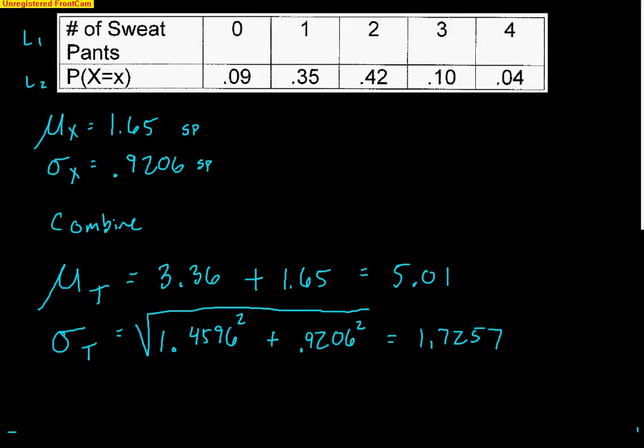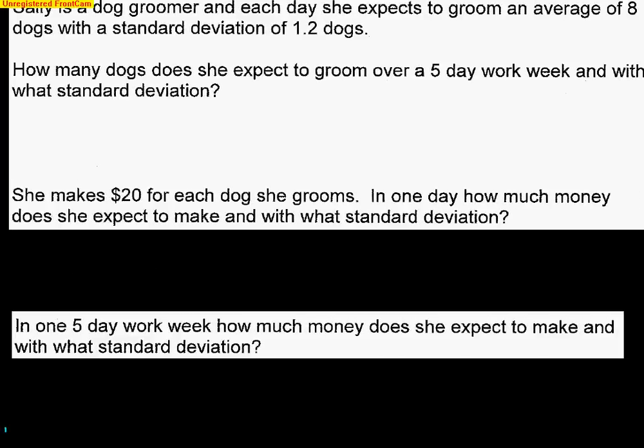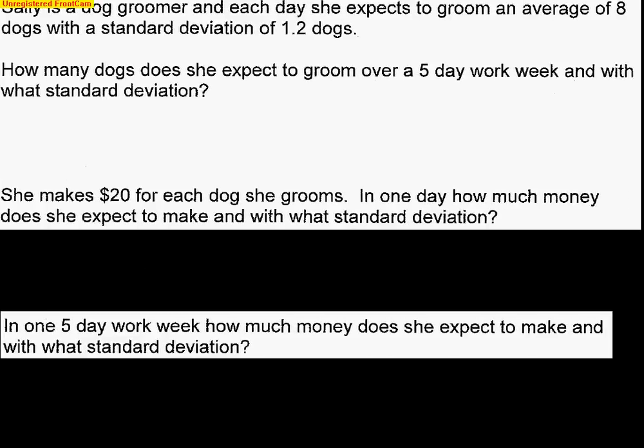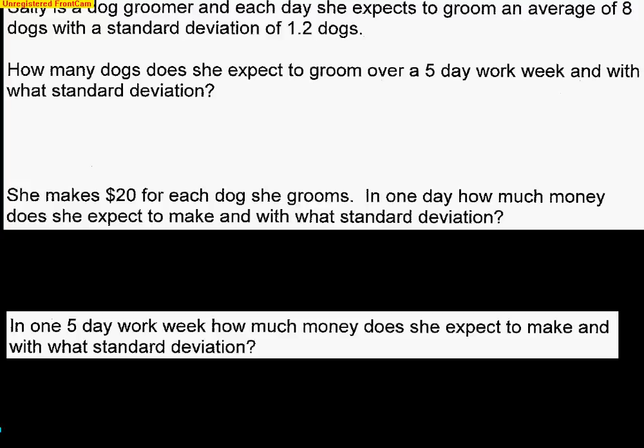Okay? All right, so let's go ahead and do another discrete problem here to really hammer this point home, and hopefully this will be really easy. Okay, so Sally's a dog groomer, and each day she expects to groom an average of 8 dogs with a standard deviation of 1.2. So I'm telling you the average, we expect the average to be 8 dogs that she's going to groom, and the standard deviation is 1.2.